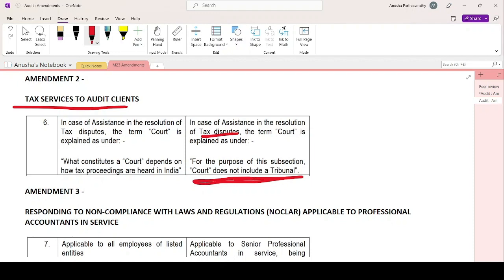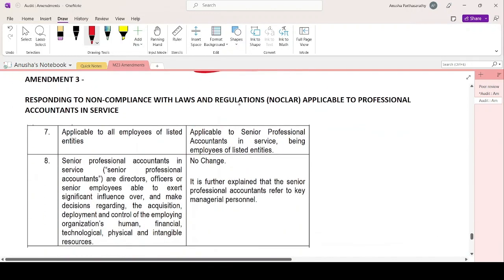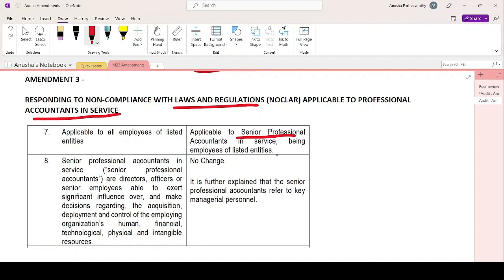Now, that assistance in resolution of tax disputes would make us present ourselves before the income tax authorities or the courts. Here the term court would not include a tribunal. It's an amendment here. Now, responding to non-compliance with laws and regulations: there is no clause applicable to professional accountants in service, applicable to senior professional accountants in service being an employee of a listed entity.